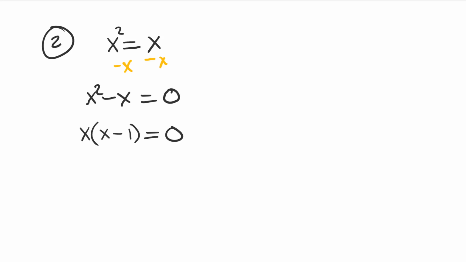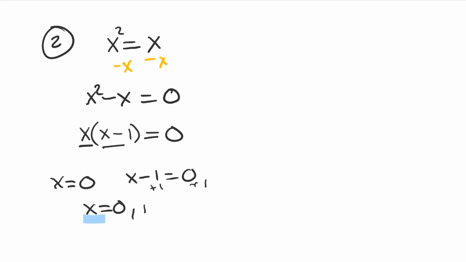And bang, now we can use our zero product principle to solve. If x is equal to 0, the whole thing equals 0. If x minus 1 is equal to 0, the whole thing equals 0. Hence, we're going to get that x is equal to 0. And what's this one? Yeah, that's right, it's 1. And then there are our two solutions. Set it equal to 0. Factor it. Solve.